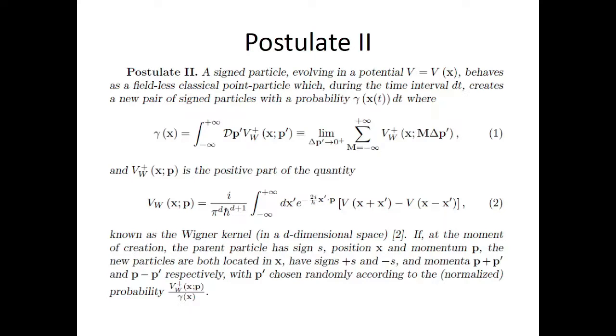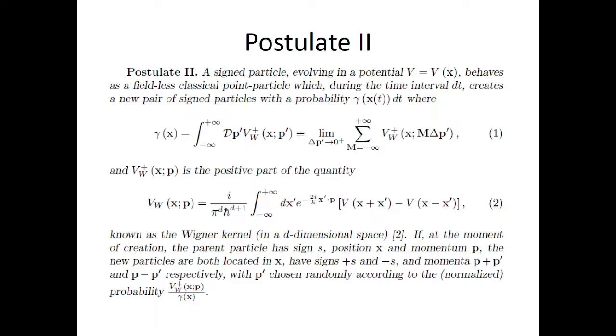So we can now go through postulate number 2. Which, as you can see, is slightly more sophisticated and requires some mathematical details. What postulate number 2 is telling us is that a sign particle that evolves in a potential V of x, in other words, a potential that depends on the position, behaves as a fieldless classical point particle, or in other words, it is going to create a pair of sign particles while behaving as a classical point particle in the same way it would happen in classical mechanics.